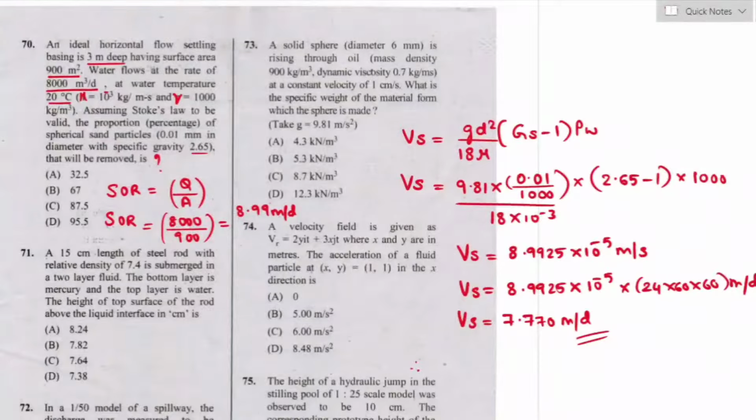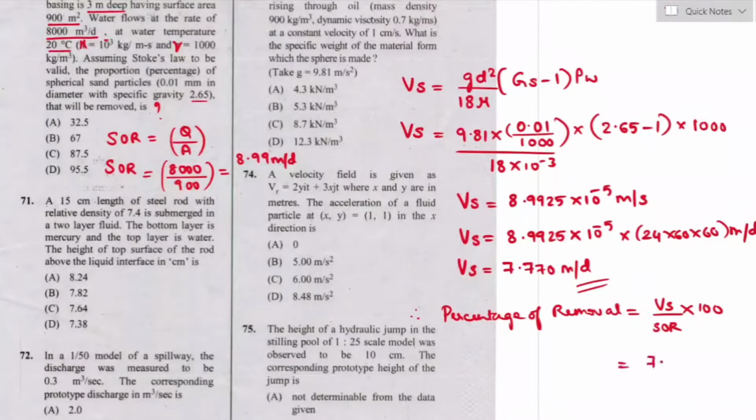Now to calculate the percentage of removal, velocity of the settling particle divided by surface overflow rate into 100, which is equal to 7.770 divided by 8.990 into 100. So the percentage of the removal will be 87.406%. So it is nearer to 87.5. Option C is the right answer.